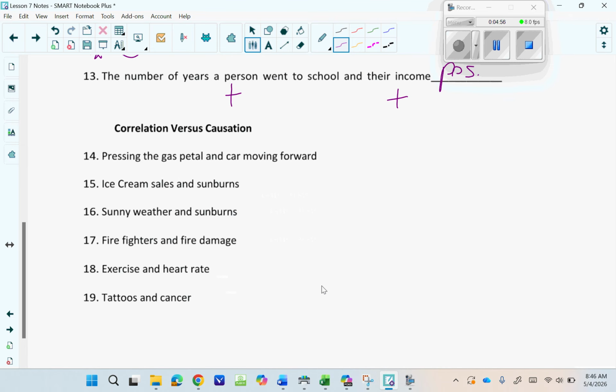Okay, now let's go down and talk about correlation versus causation. Correlation is that there is a relationship. Causation means that it causes something, like A causes B. For instance, pressing the gas pedal causes the car to move forward. So this would be causation.